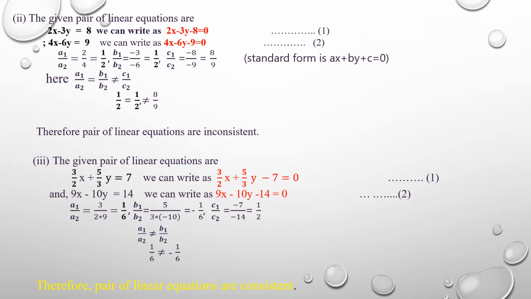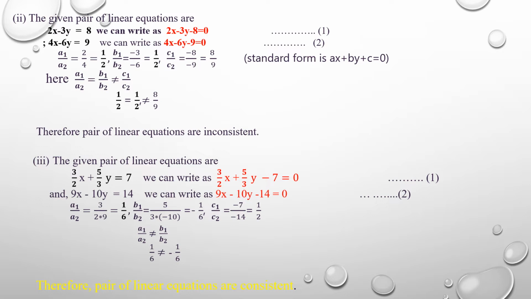Now we do the third part of the given question number 3. The given pair of linear equations are 3 by 2 x plus 5 by 3 y equals 7. We can write it as 3 by 2 x plus 5 by 3 y minus 7 equals 0, and 9x minus 10y equals 14. We can also write it as 9x minus 10y minus 14 equals 0, which is the standard form of linear equations in two variables.